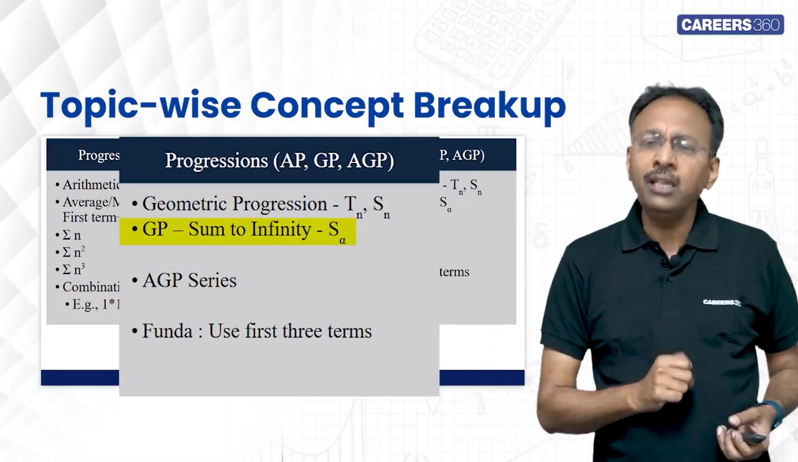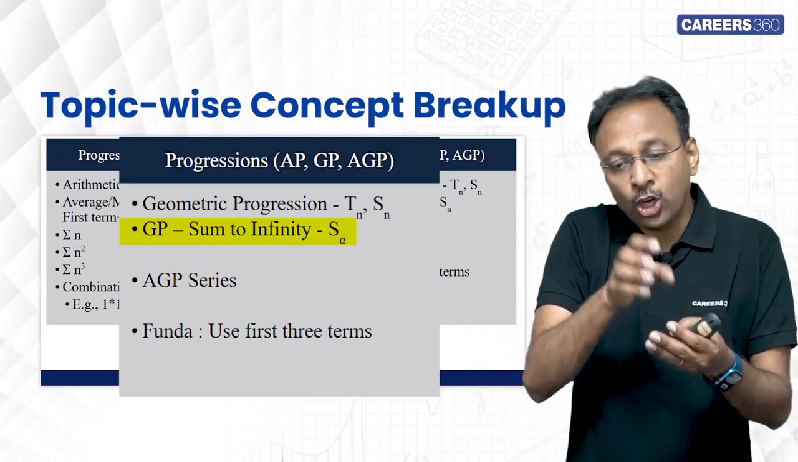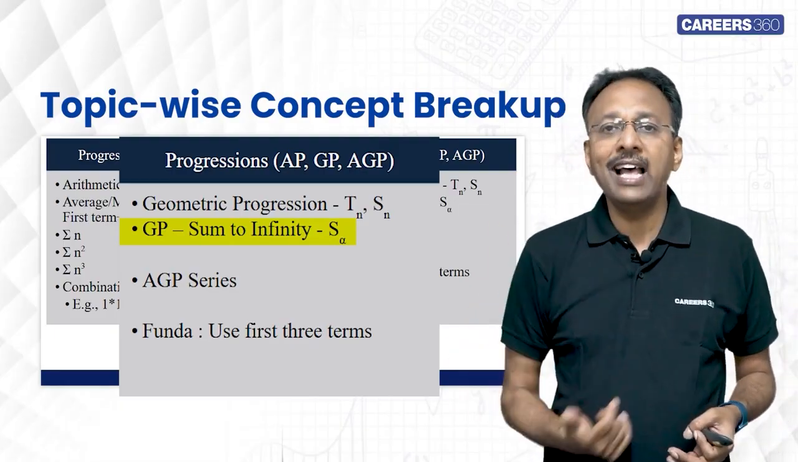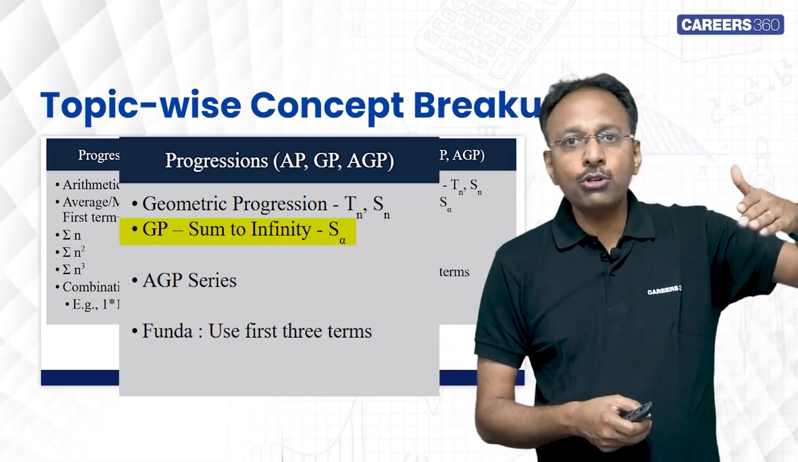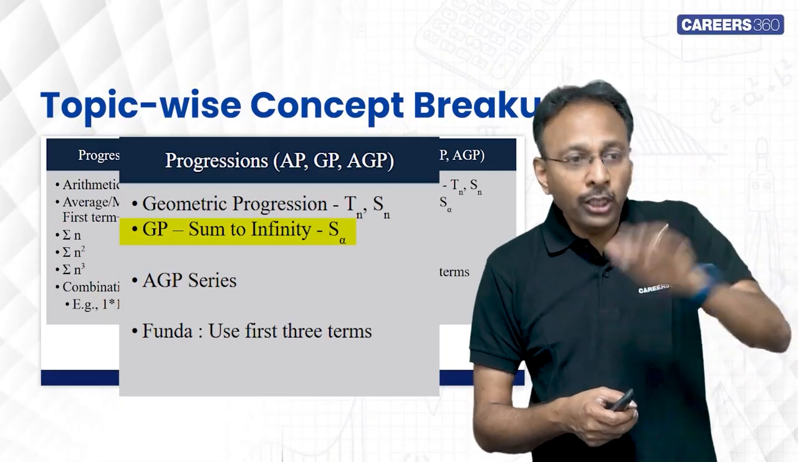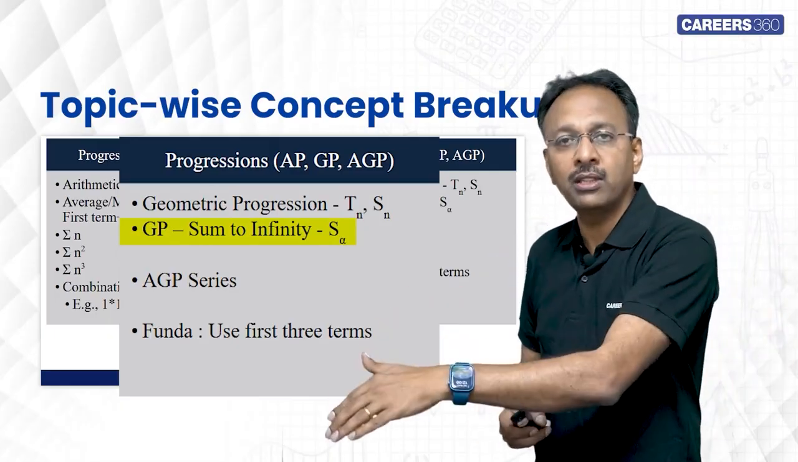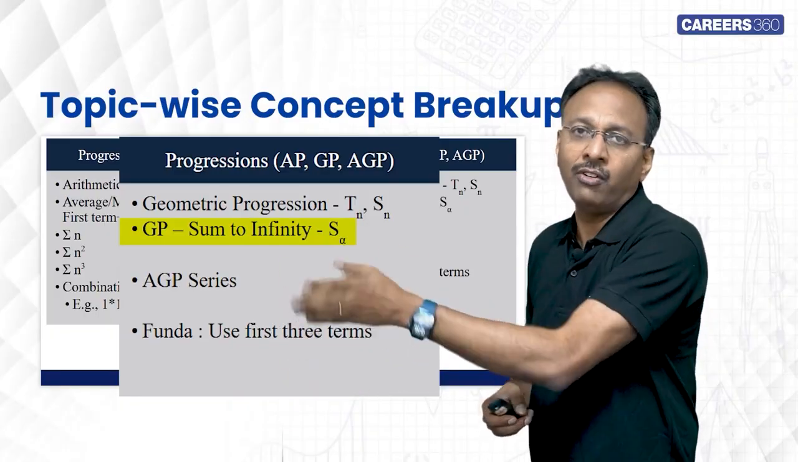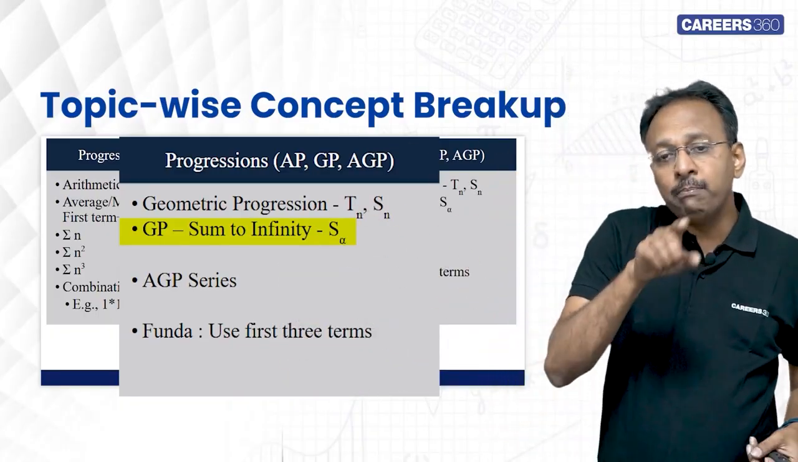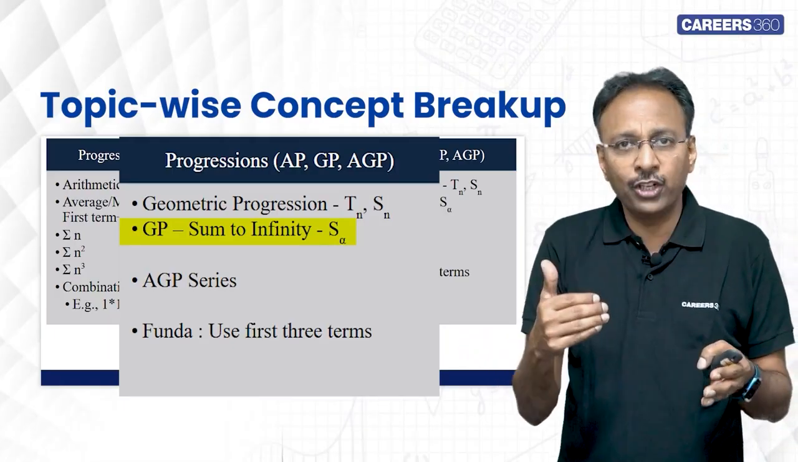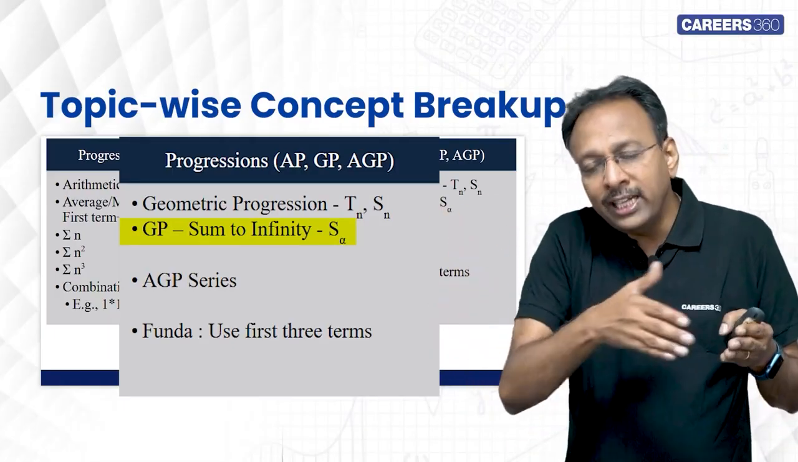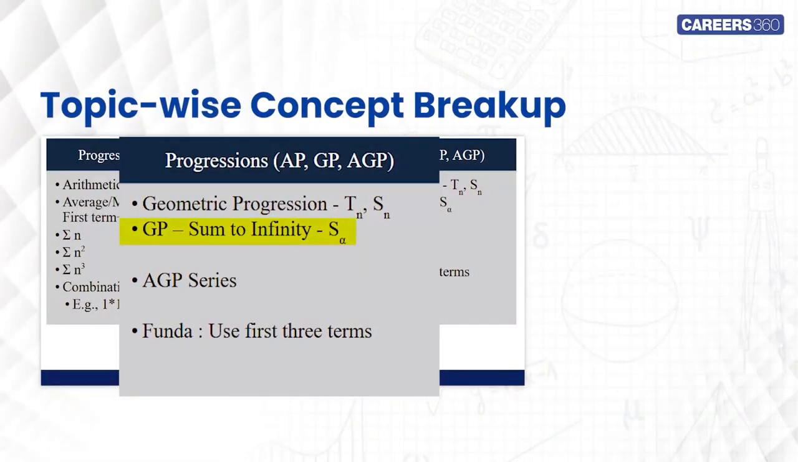When does that sum to infinity come in? When your ratio, or the common ratio as we call it, R, is less than 1. For example, if it is half, you start with, let's say, 64 into half, the next term will become 32, into half it will become 16, into half will become 8, and it keeps going down. So if I'm multiplying by half for each of the terms, the R, which we call the common ratio, slowly and steadily that number will become close to 0. And that is the reason why there is a concept called sum to infinite terms.